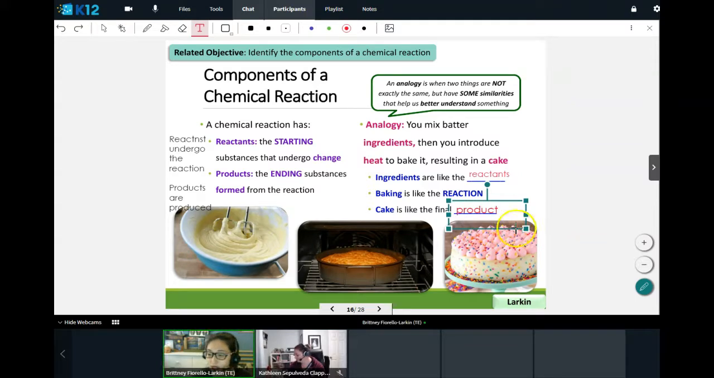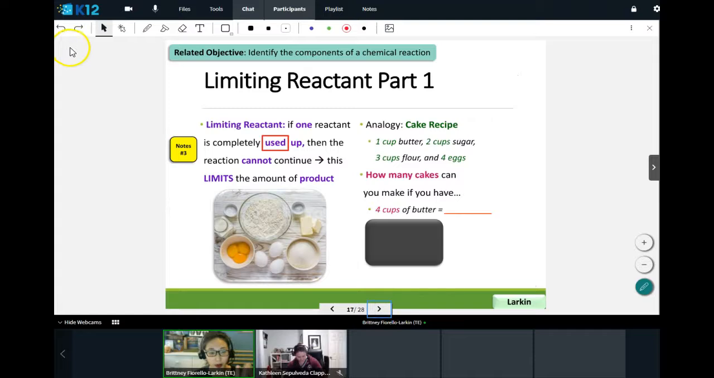Exactly. The cake is going to be the final product. Excellent. All right, now those are two words that we need to know, but we also need to know this third word here, which is a limiting reactant.